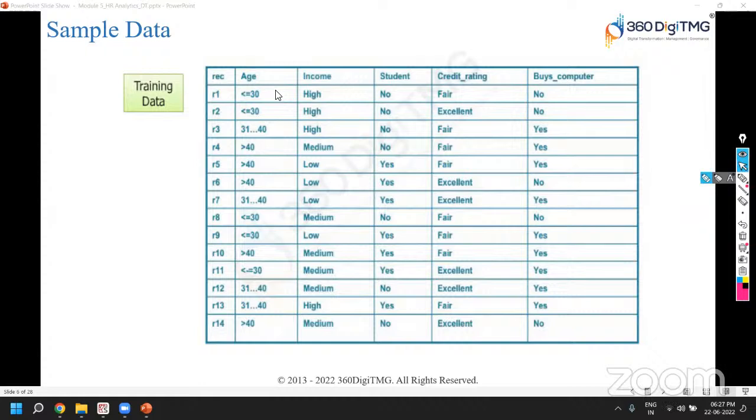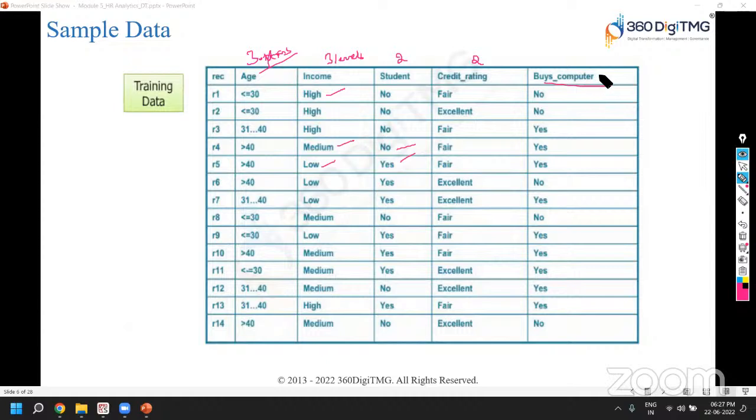So age is now a 3-level branch. It can have 3 options, or we call these options levels. Here income also has 3 levels. Students have 2 levels. Credit rating has 2. And whether the employee will resign or not.